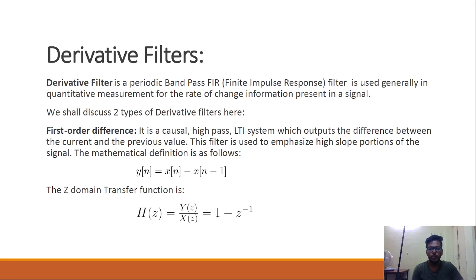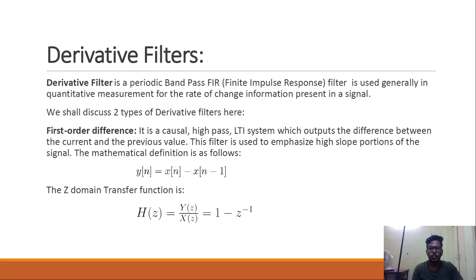The first order difference filter is a causal high pass LTI system which outputs the difference between the current and the previous value. This filter is used to emphasize high slope portions of the signals. Now the mathematical definition of the filter is y of n equals x of n minus x of n minus 1. The z transform function of this can be written as h of z is equal to 1 minus z to the power minus 1.